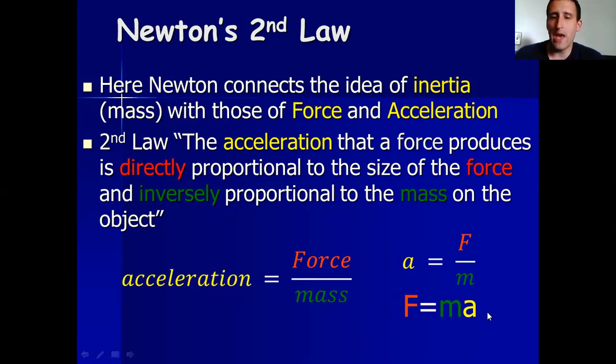F equals MA. The force applied to an object is going to equal the product of the object's mass and its acceleration. It's a little bit misleading because really the size of the force is determined, and the mass is the determinant, and the acceleration is really the variable part here. But we like to write it this way.